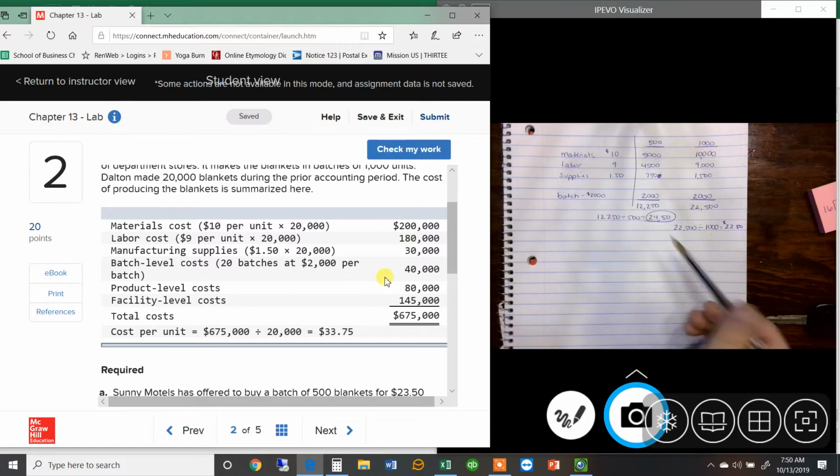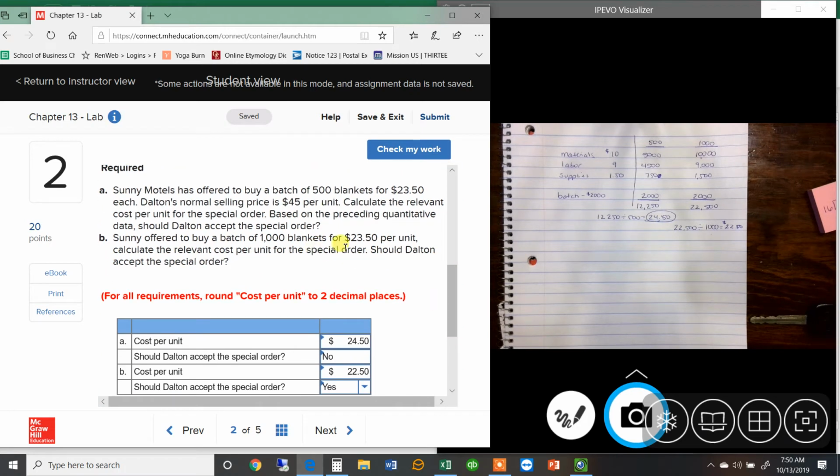And by accepting this 1,000 blanket order, even by only making $1,000 on it, I also may have a customer that will buy more and more and more from me. So it could turn into much bigger orders in the future as well if you decide to accept that price. Okay.